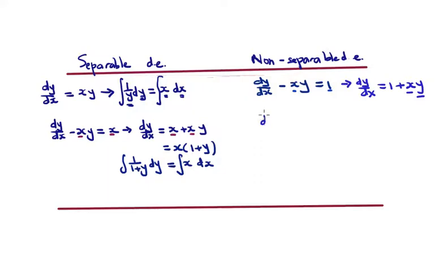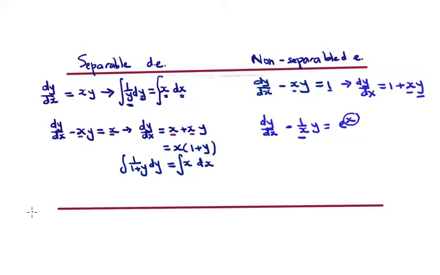One more example, dy/dx minus 1 over x y equals e to the x. This is also a non-separable differential equation, where we cannot factorize out the x at the denominator part and the x at the top. Therefore, we cannot separate it like what we did before.